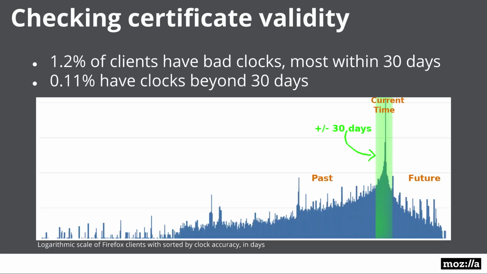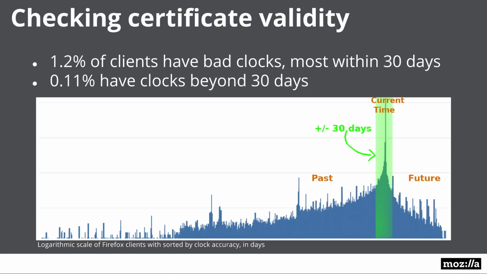And then inside of that green box, we have about 1% of our users that have clocks that are within 30 days of current time. They could be in the past or in the future. They don't have accurate clocks, but they're not too far out. And then we have 0.1% of our users that have clocks that are completely foobar, like completely outside of those 30-day windows. And for those users, chances are that their experience on the internet is already pretty poor, because they can probably not connect to most websites.